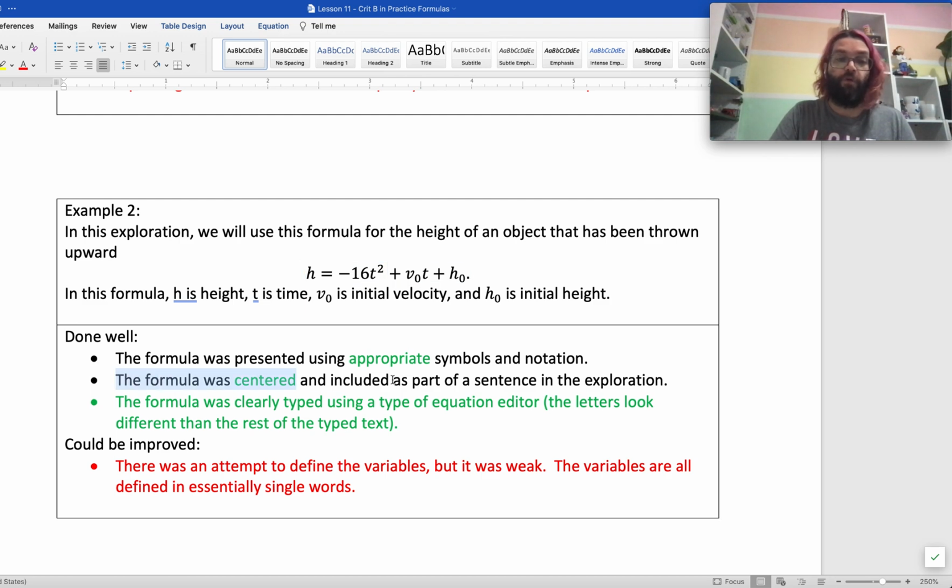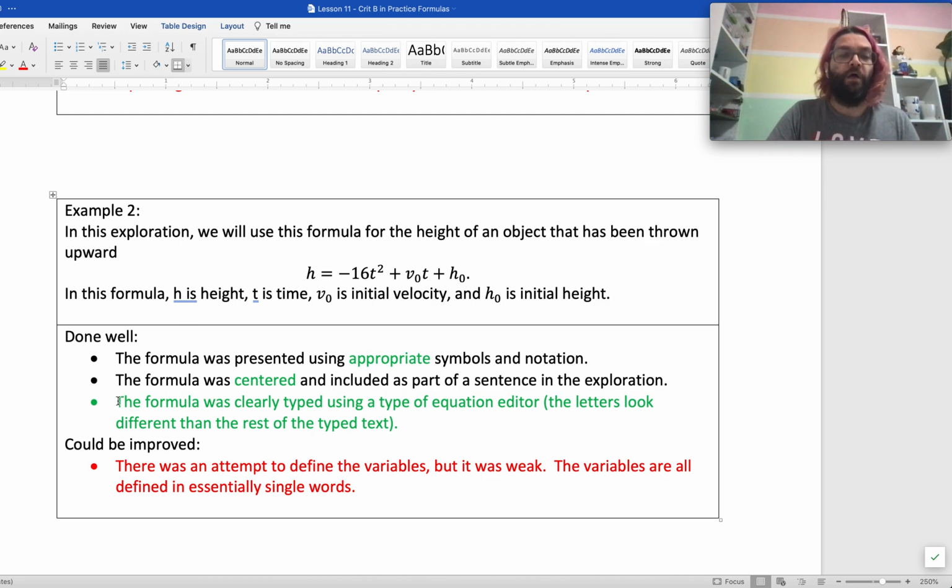Second thing done well: the formula was now centered and included as part of a sentence in the exploration. So it's still in the sentence. In this exploration, we'll use the formula for the height of an object that's been thrown upward, and then bam, here's the formula. There's a period at the end because it's a sentence, but that formula really gets a chance to shine where it is.